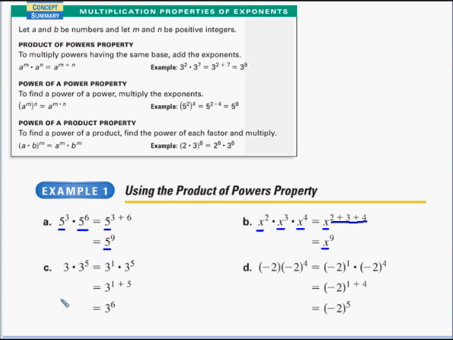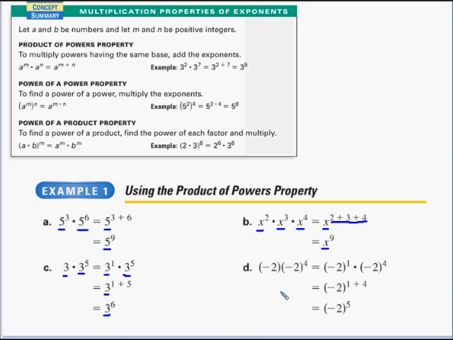In letter C, we will have a multiplication statement. However, the base is the same, 3 times 3 to the 5th. 3, and it was an implied to the 1st power, times 3 to the 5th power. Bases are the same, so it would stay as 3, and we would add 1 plus 5, the exponents, giving us 3 to the 6th.